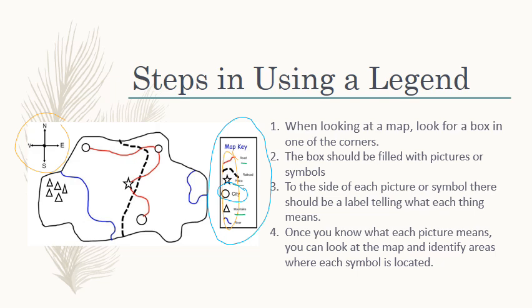So now we must look over to our map and find everywhere that there's a circle. There's a circle here, a circle here, and a circle here. What we know now that we've looked at our legend is that each of these areas indicates a city. This is how we use our legend.